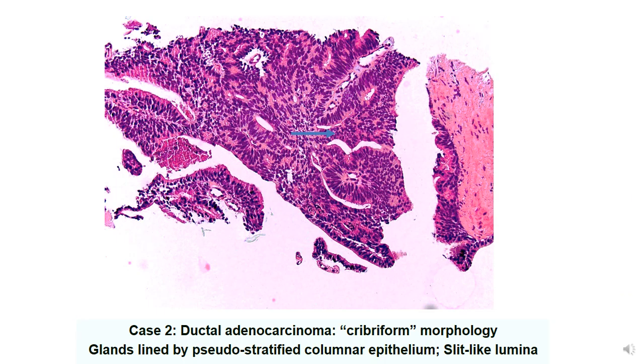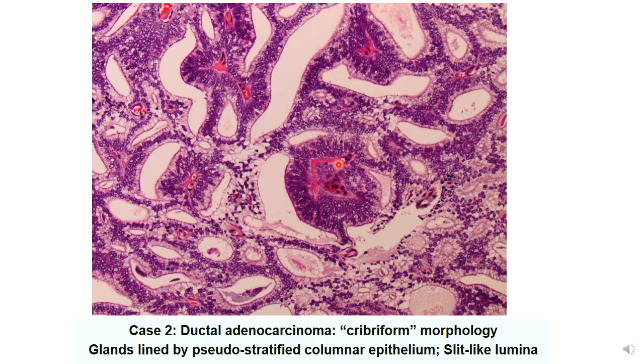Case two again shows a beautiful, complex cribriform growth pattern. You have a prominent columnar lining epithelium with tall nuclei and nuclear pseudostratification. The lumina show a beautiful compressed slit-like appearance, and there is also some suggestion of papillary architecture. So when you see this type of morphology, high-grade PIN is clearly excluded from the differential diagnosis.